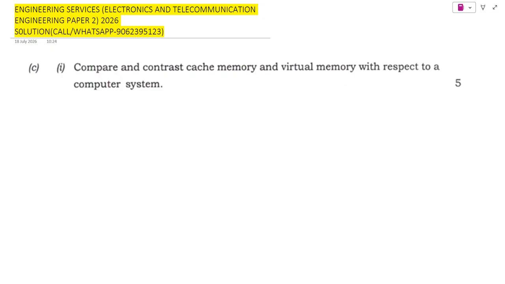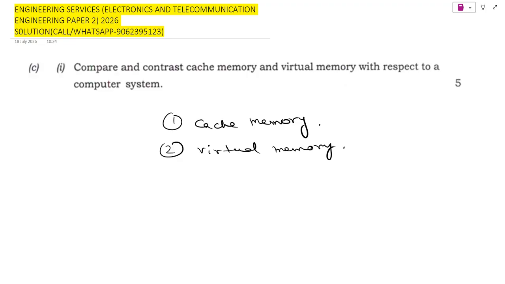To solve these two different problems, computer systems use two different techniques. That is the cache memory, and second is the virtual memory. Although both improve system performance, they solve different problems. Cache memory improves the speed and virtual memory improves the capacity.